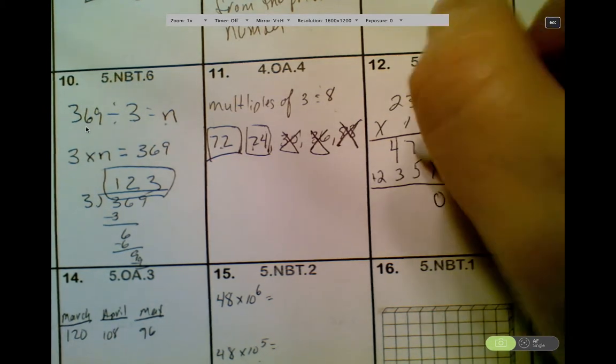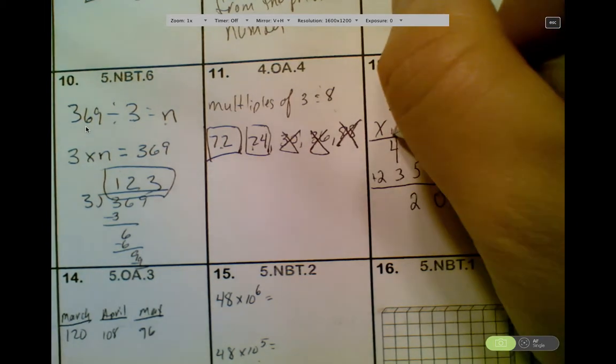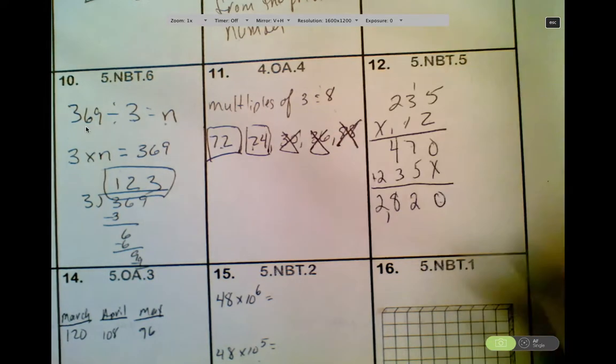That's 0. 7 plus 5 is 12. 4 plus 1 is 5. Plus 3 is 8. And then a 2 there. 2,820.